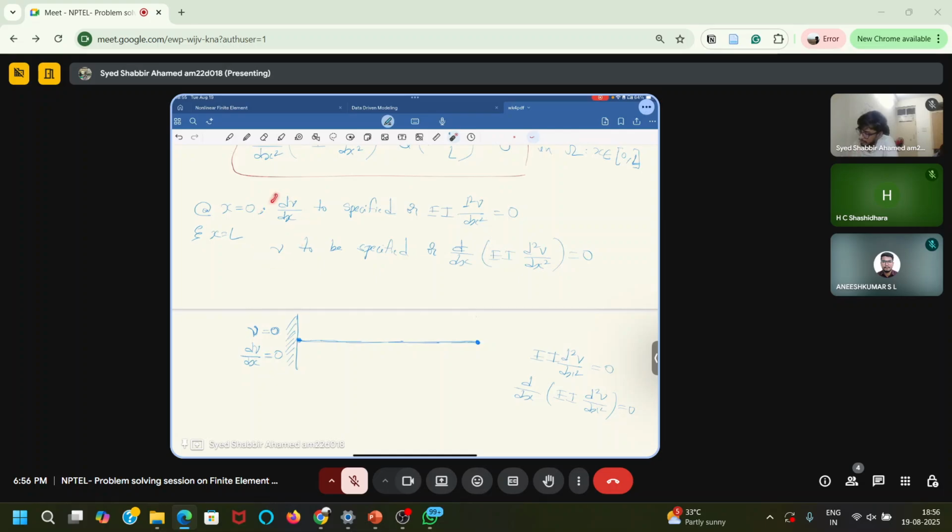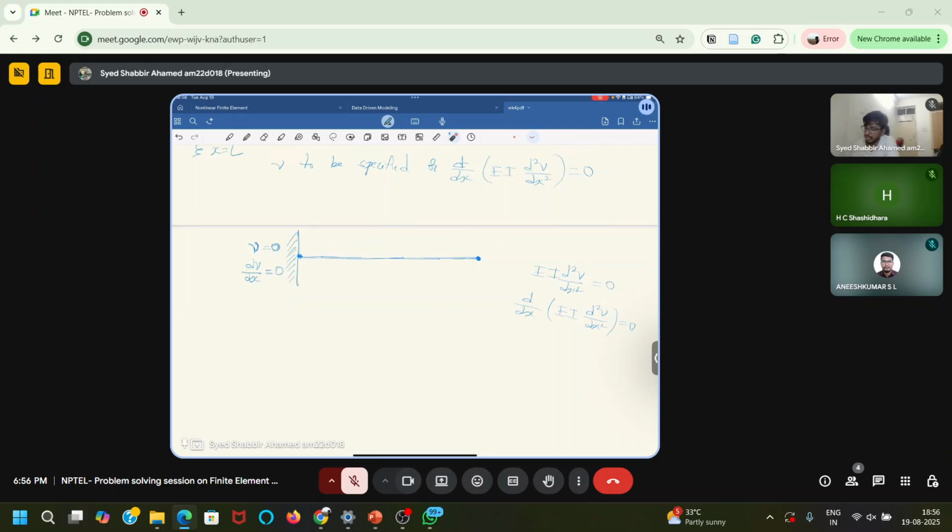At the free end we are taking these two boundary conditions because we know that bending moment is not 0 at the fixed end, and shear force is also not 0 at the fixed end. At the free end, we don't know the slope and displacement, so that's why we take this. We know that shear force and the bending moment will be 0 at the free end, so we take this boundary condition at this boundary.